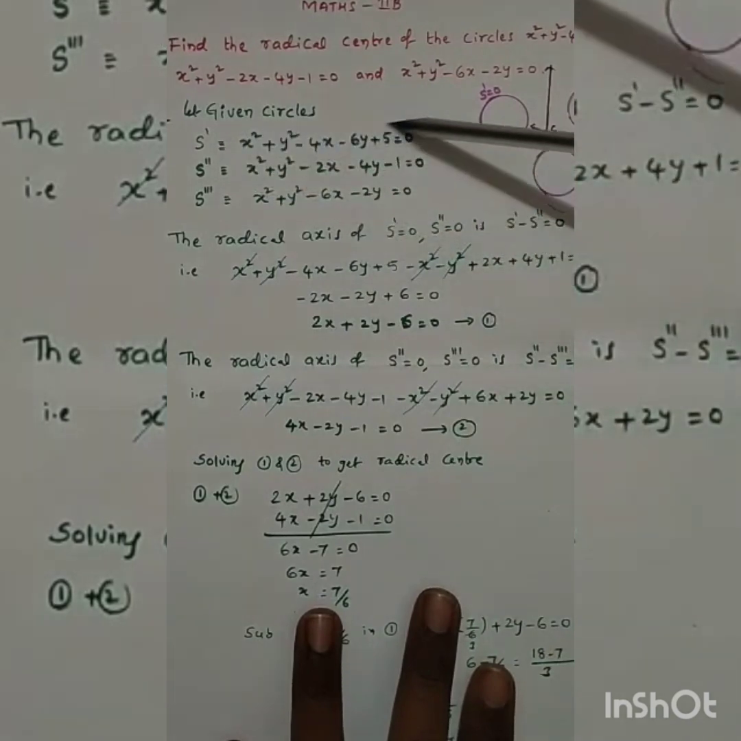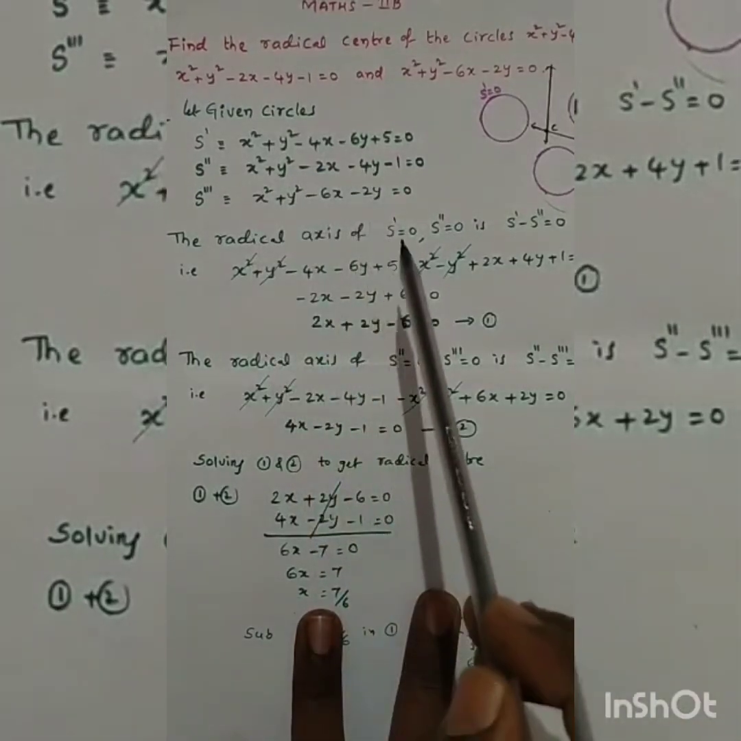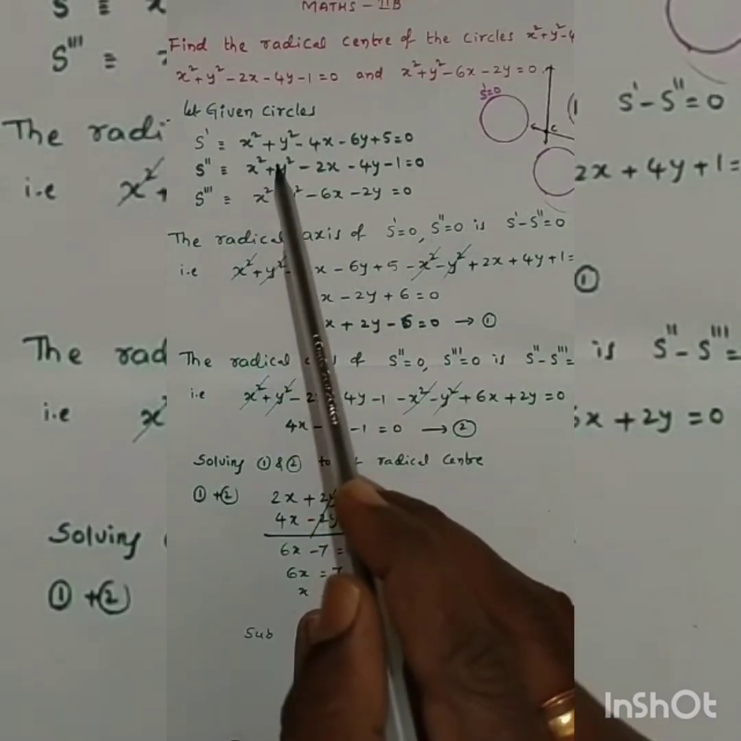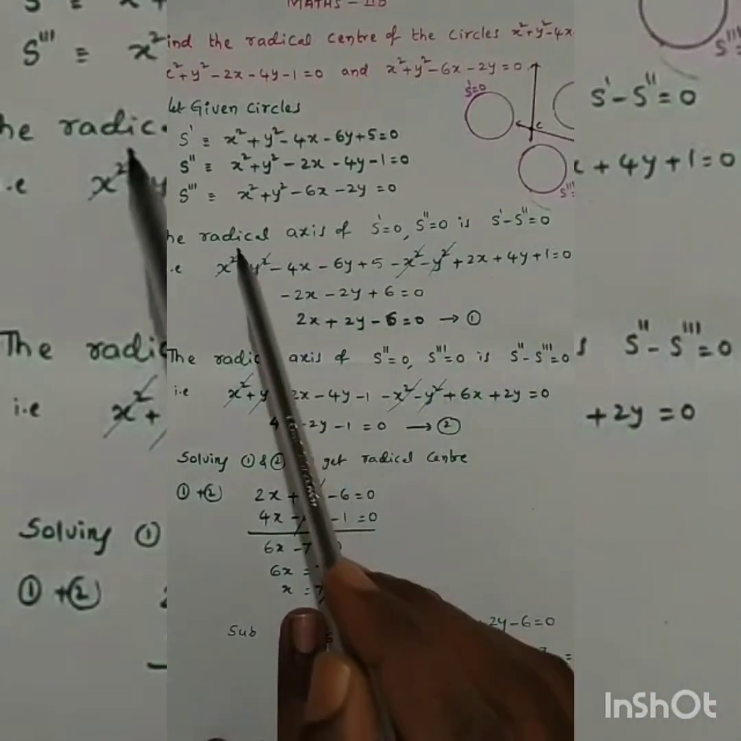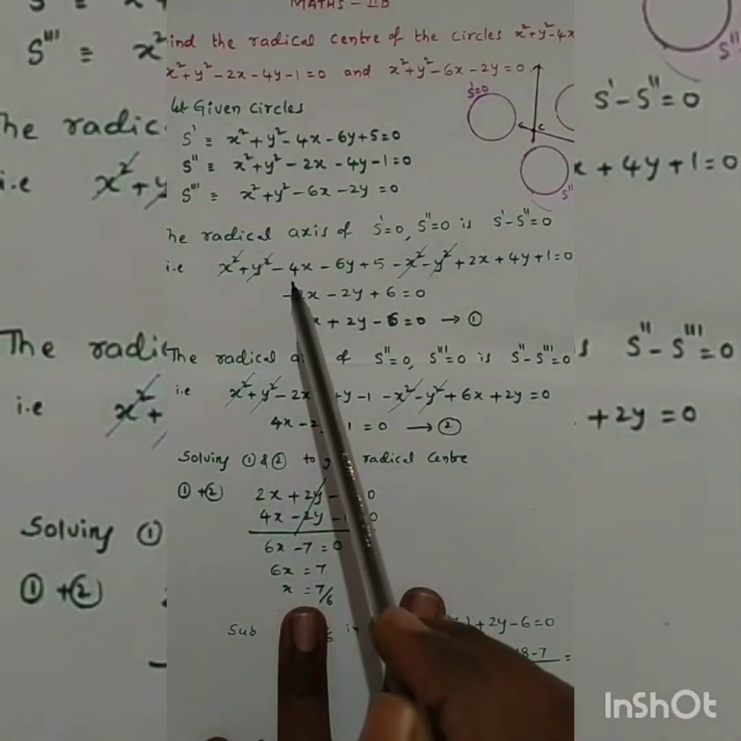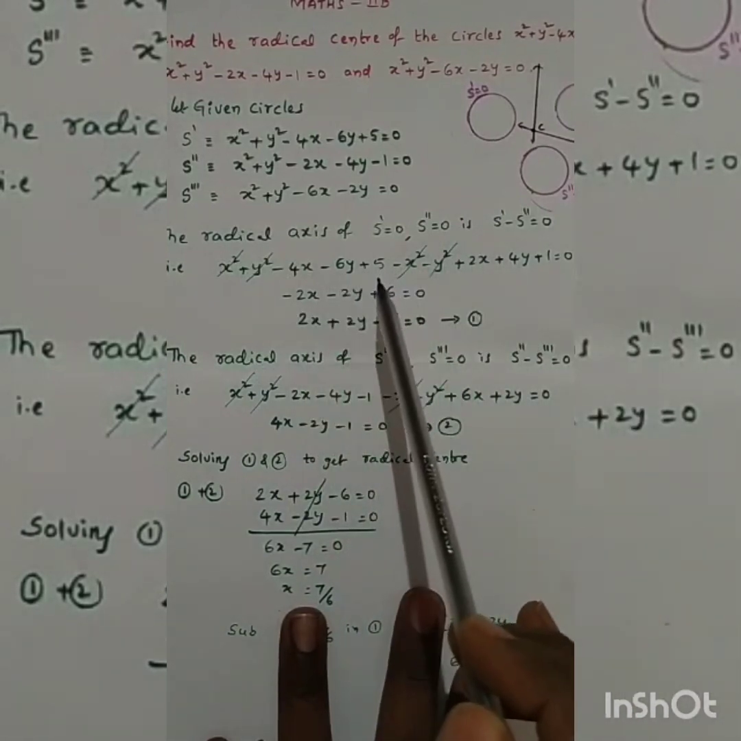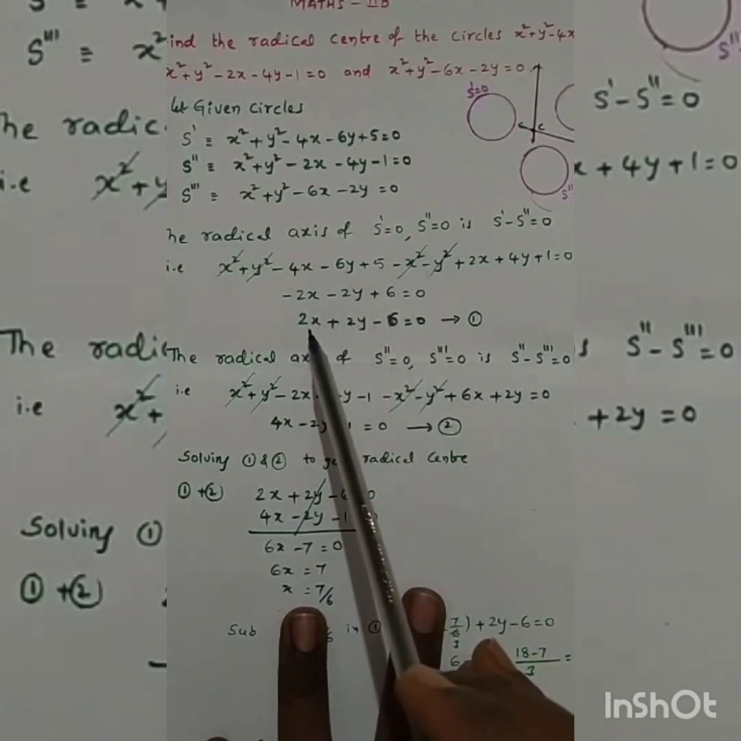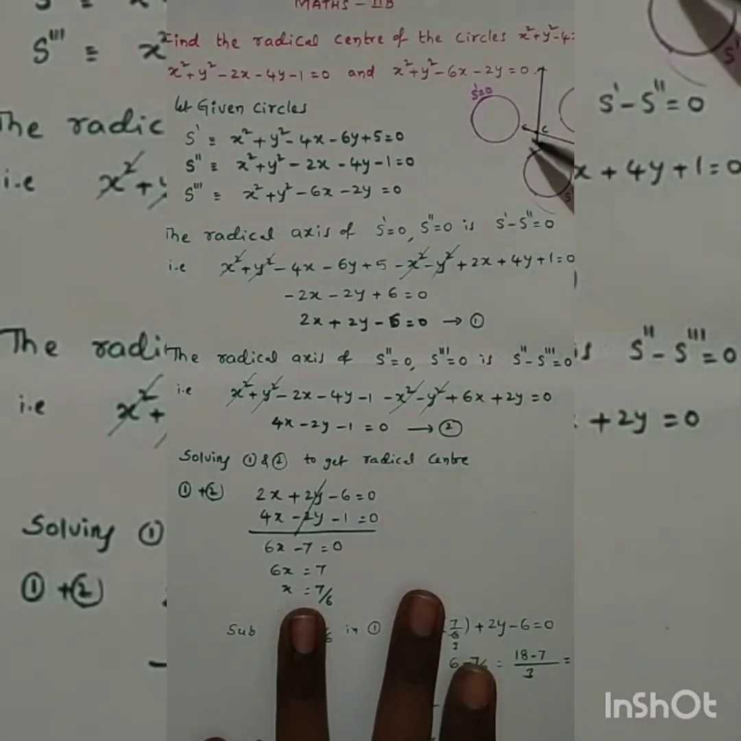So see here, this is S dash equal 0. We are writing here S dash equal 0 first, minus of S double dash. When you do minus, it means minus of all these terms: the first one plus becomes minus, minus becomes plus, plus becomes minus. So I wrote that here. And x square plus y square, minus x square minus y square, are cancelled. Remaining minus 4x plus 2x means minus 2x, minus 6y plus 4y is minus 2y, and 5 plus 1 is equal to 6, equal 0. You take a minus common from this, then this is 2x plus 2y minus 6 equals 0. Let it be equation 1. So we got this line equation, the radical axis.